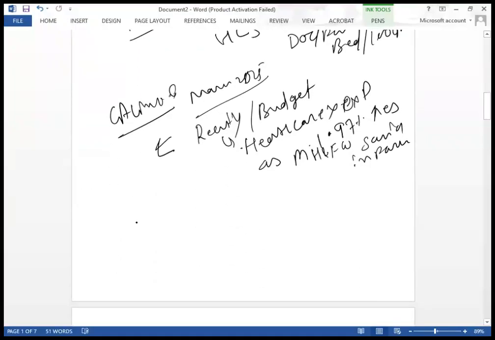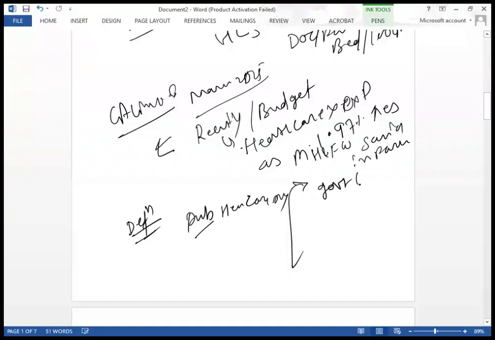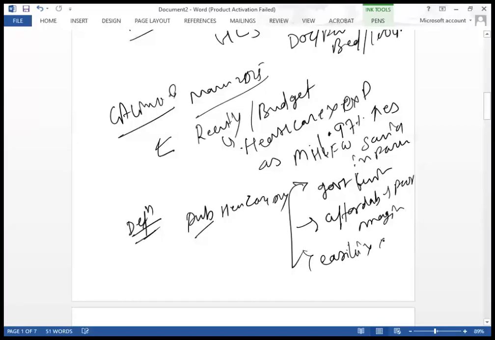And then another one is the definitional approach. Definitely, that's my favorite. This is to define the public healthcare system. How are you going to define it? Since it is public healthcare, it should be government funded. Then it should be affordable to the poor and marginalized. Okay, then it should be easily accessible. So you can write the definition on the basis of these three points.